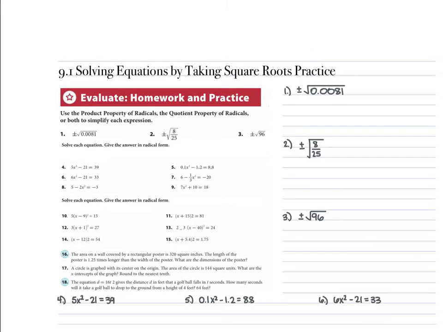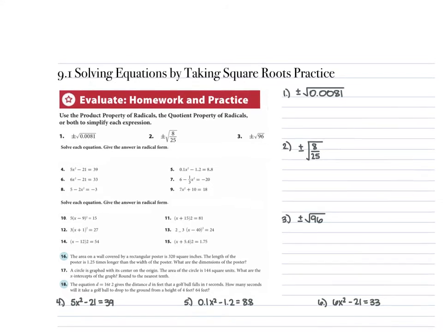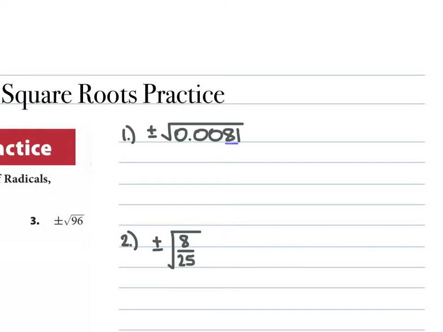Alright, so for number 1 in our practice, we have to find plus or minus the square root of 0.0081. The 81 is going to be our numerator, and then that 1 is in what place value? We have tenths, hundredths, thousandths, 10,000ths. So the 81 is going to go over 10,000. We take the square root of both of these numbers, keeping that plus or minus in front of it. The square root of 81 is 9, and the square root of 10,000 is 100. So that's 9 over 100, which is the same exact thing as plus or minus 0.09.